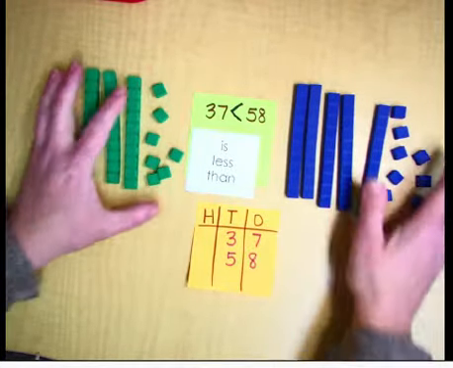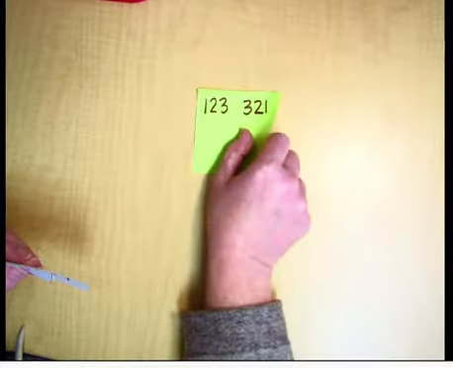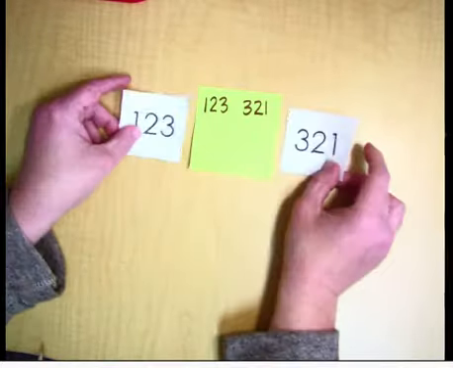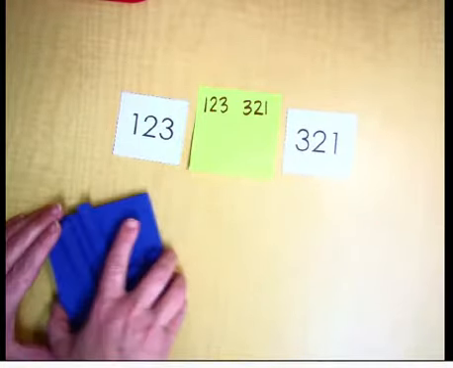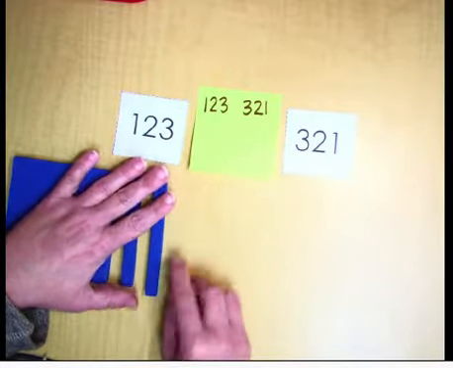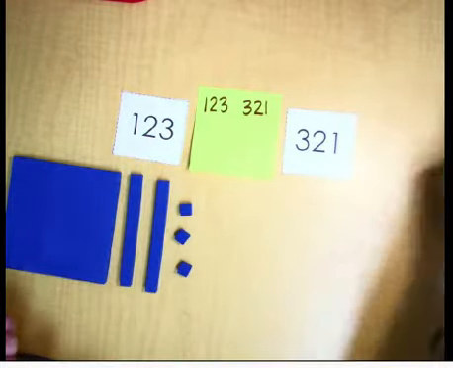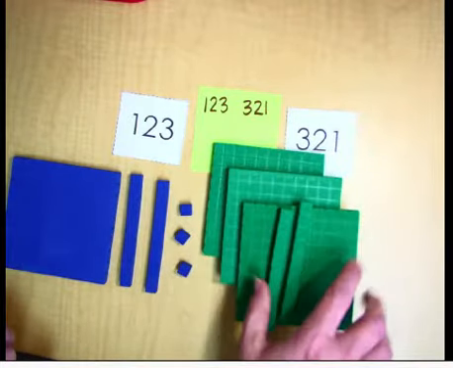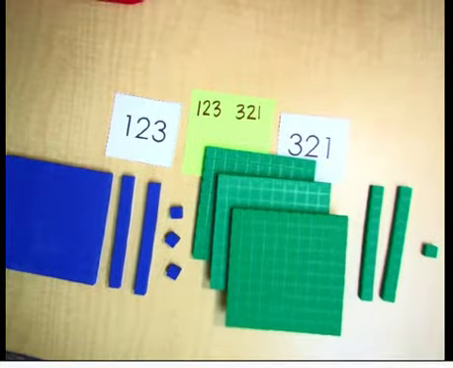So today we're going to step it up a notch and compare some three-digit numbers. The first two numbers that we're going to compare are 123 and 321. So I'm going to build these numbers for you. 123, there's our 100 board. How many tens? 2, that's right. And 3 ones. There's 123. And now 321. 100, 200, 300, 10, 20, and 1. So we've got 321 there.